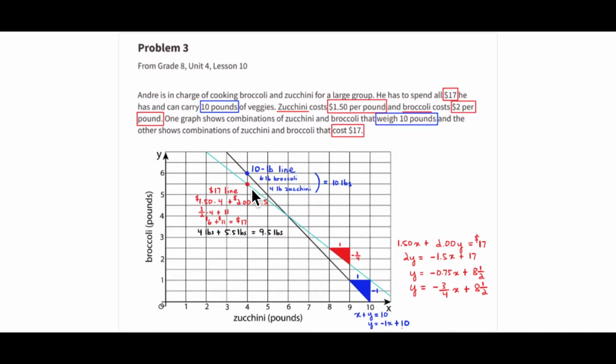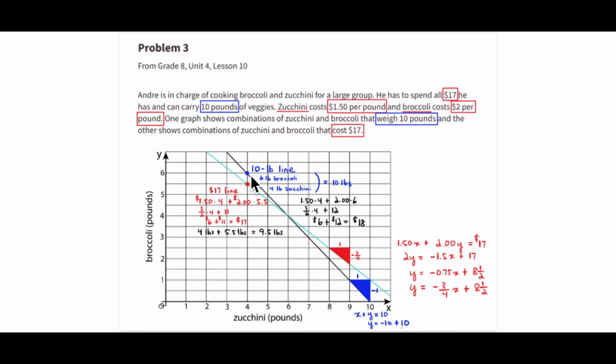And this combination is also more than $17. This 10 pounds up here is more than $17 because it's above this $17 line. So it turns out that that combination is $18. 4 times 1.5 pounds, we just did that calculation. 4 times 3/2. The 4 divided by 2 is 2. 2 times 3 is 6. Another way to calculate that. Plus $2 times 6 pounds is $12. Add those two together, that's $18.